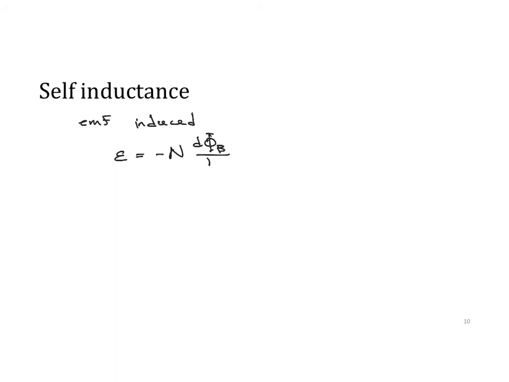As this change in flux over time, multiplied by how many loops we have, and then the negative sign lets us know that we are resisting that change. If I rearrange what we defined as our self-inductance, I can rearrange that to be self-inductance times the current in our loop divided by N.